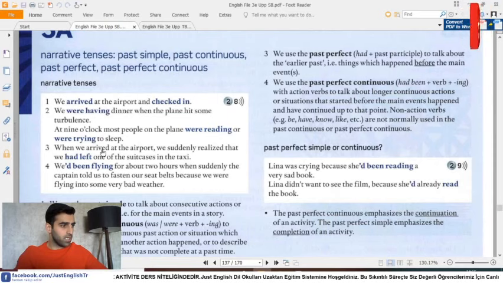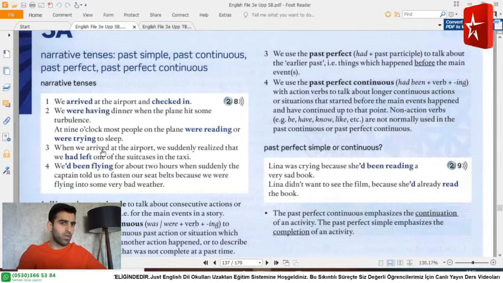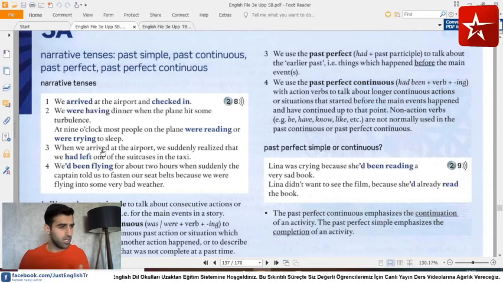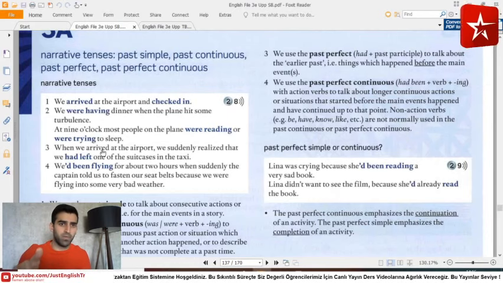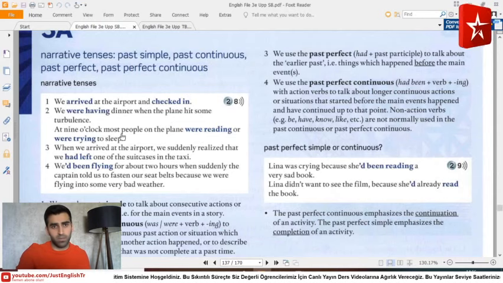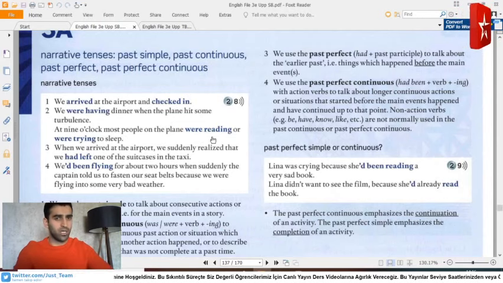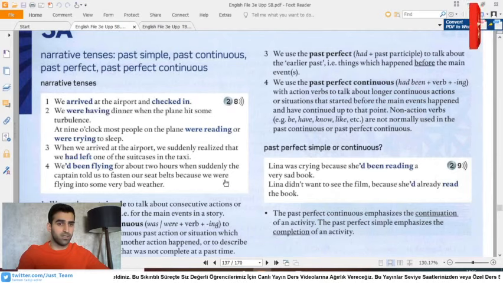All right, let me check your comments. You don't have any questions so far. I've explained past simple, past continuous, and past perfect tenses. And if you haven't understood any part, you can ask me. You can let me know which part you didn't understand, and I can explain it in more detail. All right.